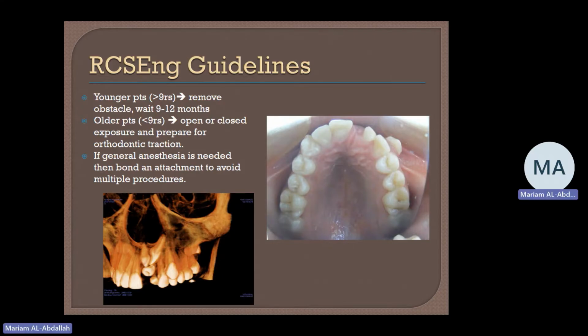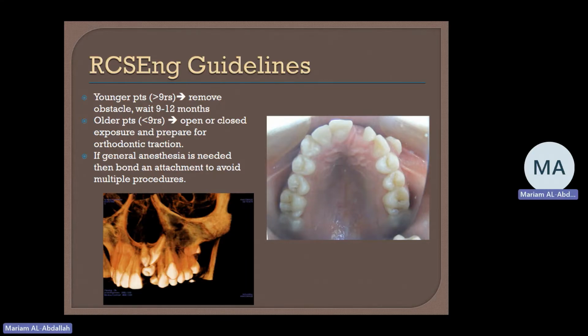But if the patient is older than 9 and the root is almost complete, then first we make sure that there is enough space. We remove the obstacle, but we don't wait. We go for exposure and attachment to prepare the patient for orthodontic traction. Okay, we don't wait here.